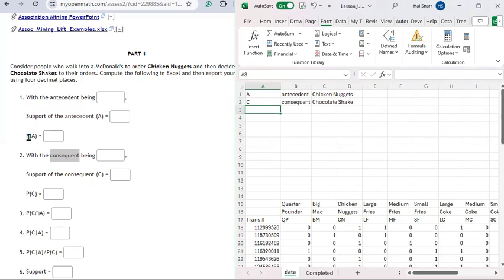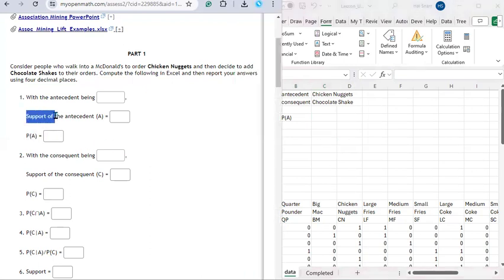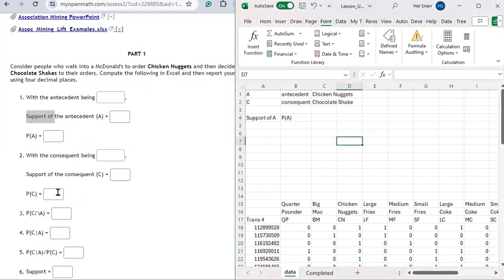And we want to calculate the probability of A. And that is called the support of A. We also want the support of C, the consequent. And that's the probability of C.